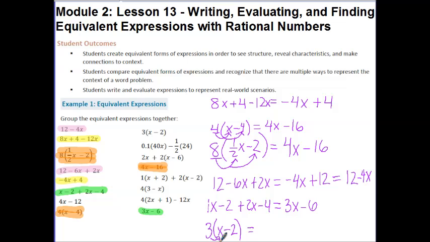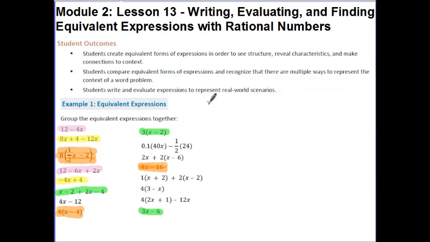So I multiply 3 times x and I get 3x, and I multiply 3 times negative 2 and I get negative 6. And you'll notice that that is just like the problem above it, and so we already have that color done as well in green. The next problem I have is quite complicated, so let's go through and simplify this problem.